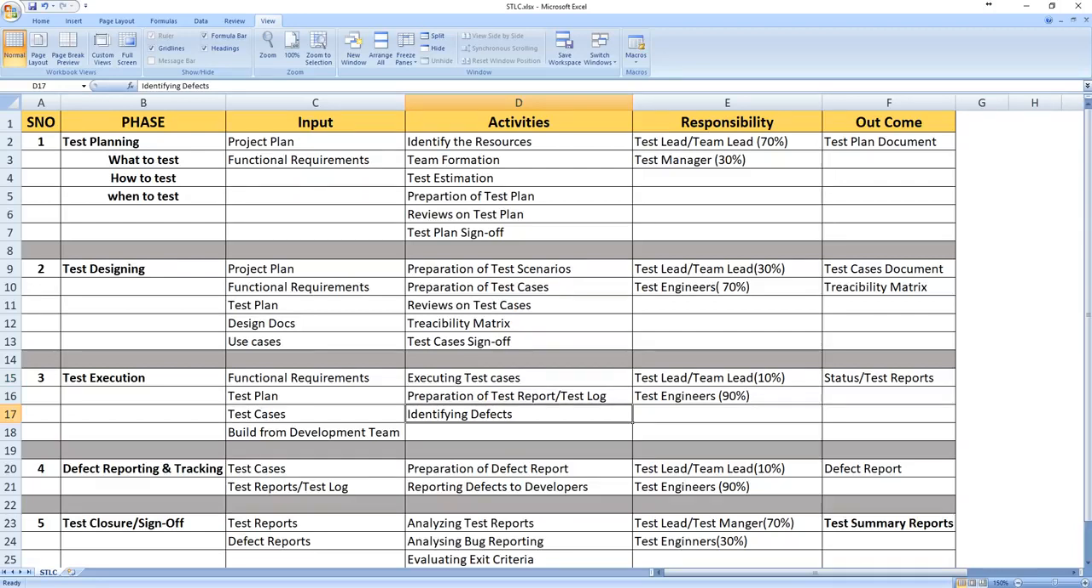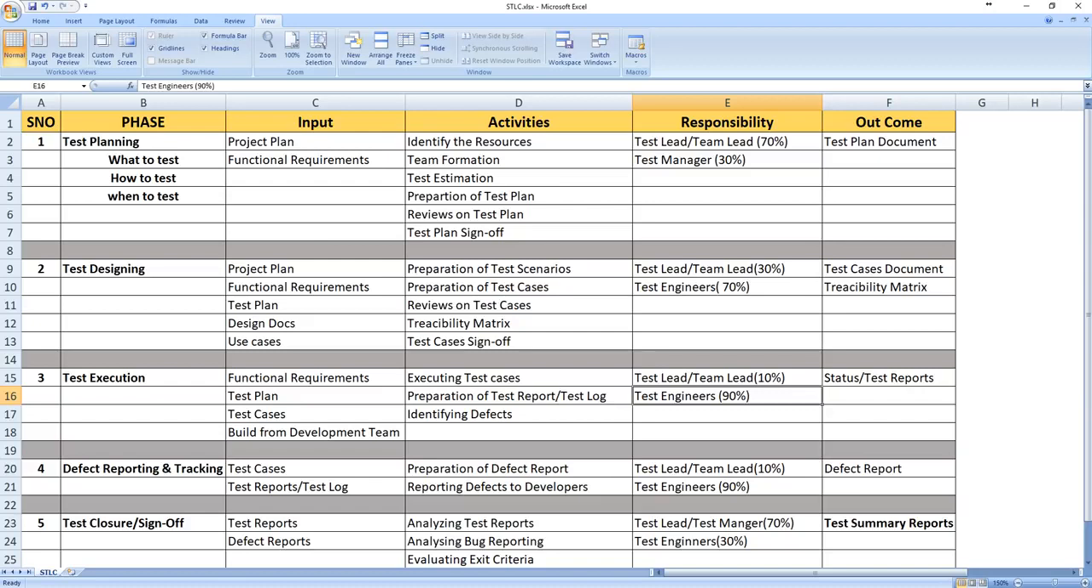Here, the team lead or test lead's role is only 10%, because he just observes the process, whether people are working and whether everything goes well. If there are any issues, like environmental issues or development communication conflicts, he is responsible and will take care of them. The test engineer's role is 90%, because he has to prepare the test plan, prepare test cases, execute the test cases, prepare the test report and identify defects. All these activities are done by the test engineer, so 90% of the role is his during test execution.